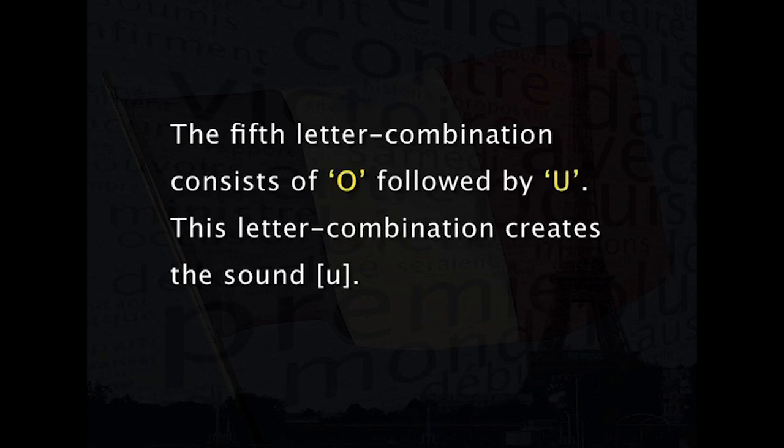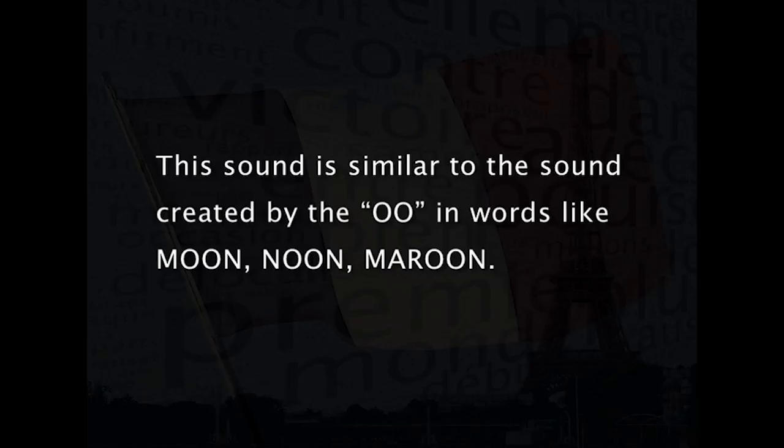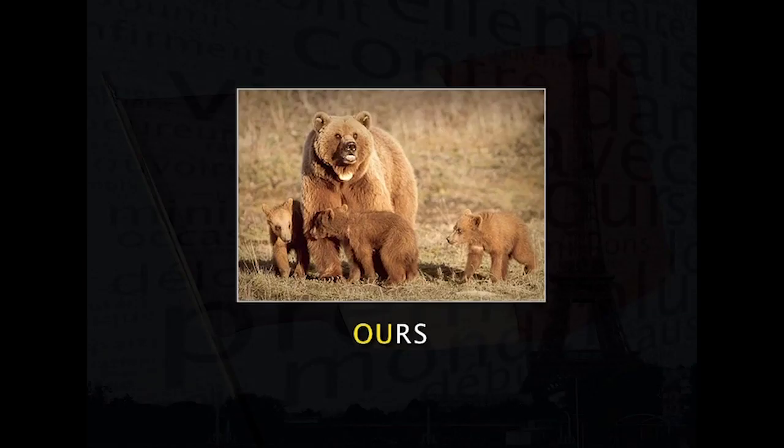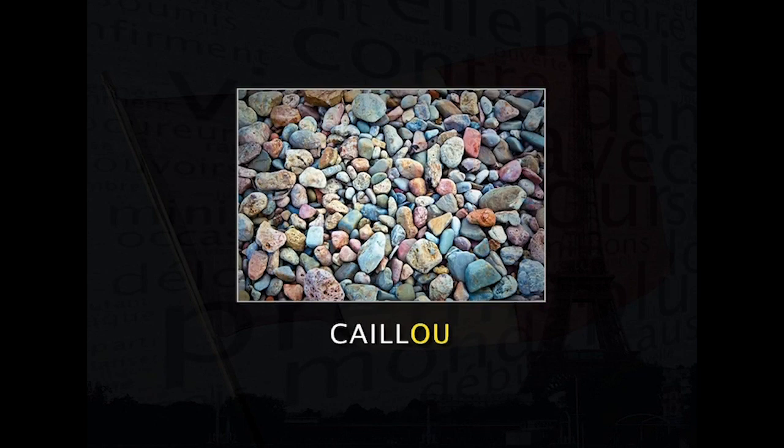The fifth letter combination consists of O followed by U. This letter combination creates the sound OO. Repeat after me. OO, OO. This sound is similar to the sound created by double O in words like moon, noon, maroon. The following words are written using the OU letter combination. Ours, mouton, caillou. Let me repeat these words.